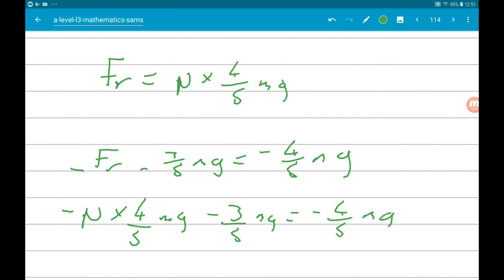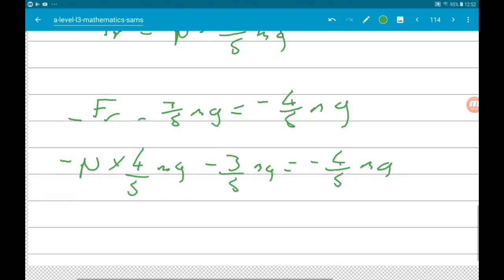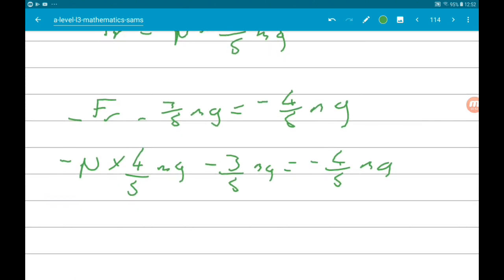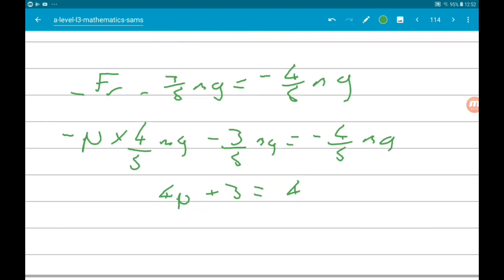Okay, lots of common factors here. Everything is negative, so we can get rid of that. Everything is divided by 5, we can get rid of that. Everything has a factor of mg, we can get rid of that. So now we can say 4 mu add 3 is equal to 4. Therefore, mu is equal to 1/4.